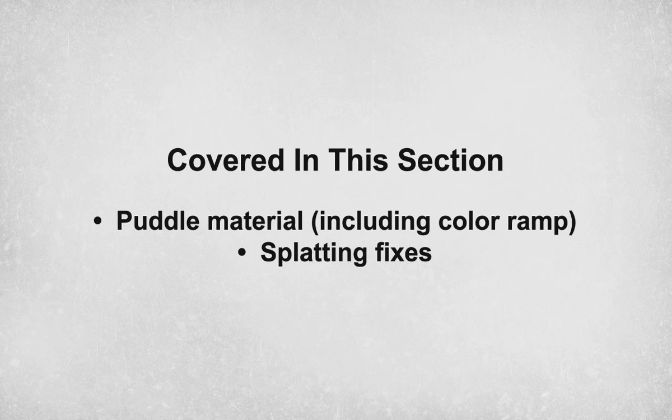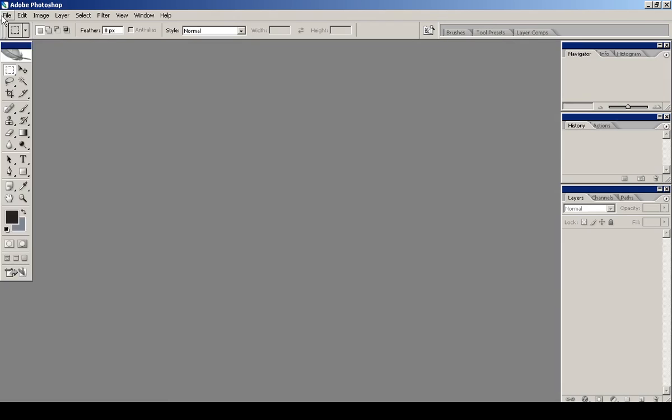Covered in this section, we're going to create a puddle material, including using a color ramp to create a sort of Fresnel effect, and we're going to make some fixes to the splatting we did to the ground.